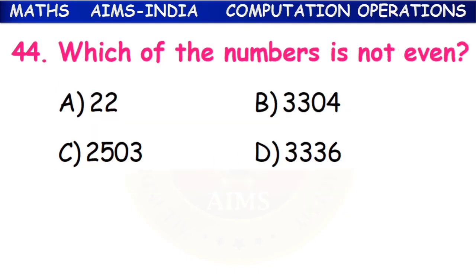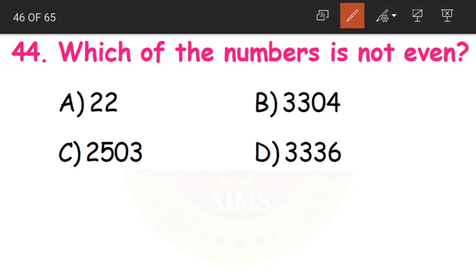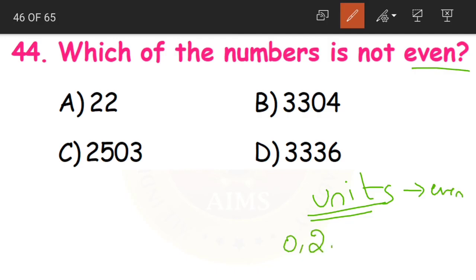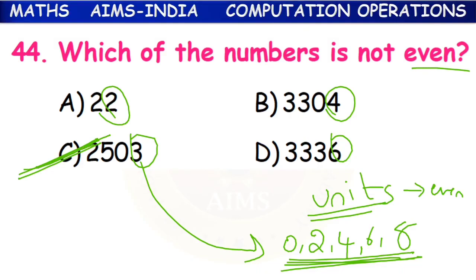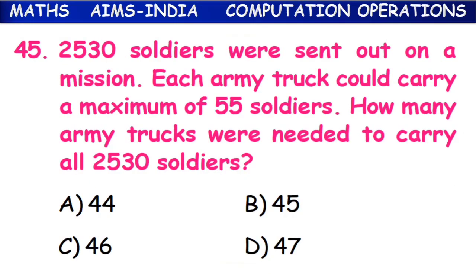Yes. Next, which of the following numbers is not even? Now what is the condition for an even number, children? The digit in the units place should be an even number. That is, it should be either 0, 2, 4, 6 or 8. If you look at all the units places of the given numbers, only option C does not have one of these even digits. So option C is not an even number. It is an odd number. Next, question 45.